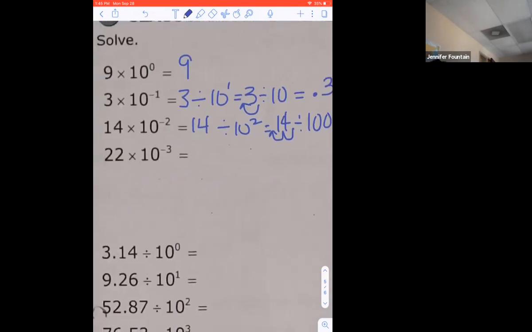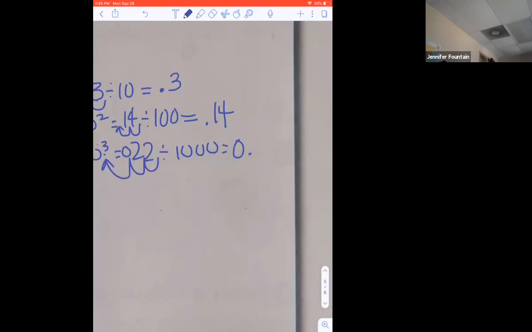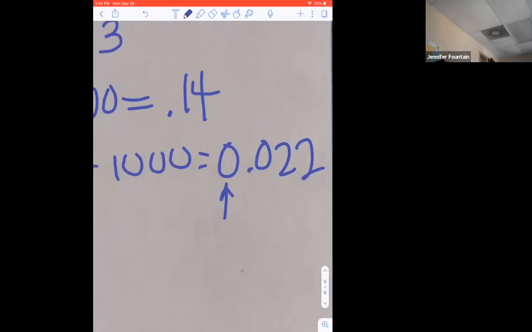22 times 10 to the negative third would be the same as 22 divided by 10 to the third, which would be 22 divided by 1,000. That means your decimal moves 3 places, 1, 2, 3 places to the left. So you'd have 0.022. And putting a 0 in front of the decimal or not putting a 0 in front of the decimal is going to be the same thing. It doesn't matter. It's not going to change the value. You can either have a 0 there like I do here, or no 0 like there. Either way, whatever you're comfortable with.